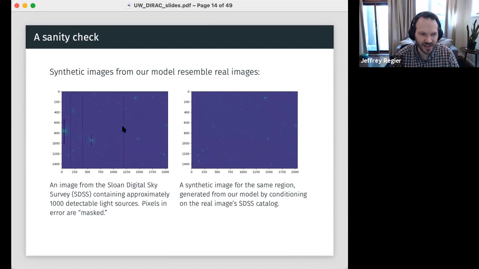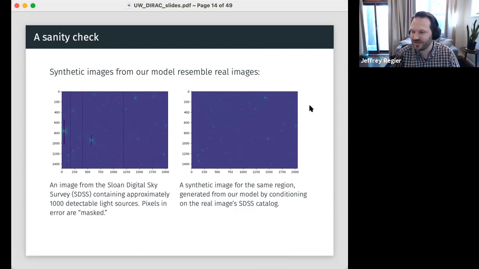We're missing some artifacts where pixels were masked out. There are no cosmic rays in the image to the right, but we've got the basics down. The galaxies in one look like the other. Certain very bright stars are masked out in this case, but the statistical model, I guess, passes a sanity check of sorts by matching. Usually, though, with the statistical model, we don't want to just draw synthetic images.